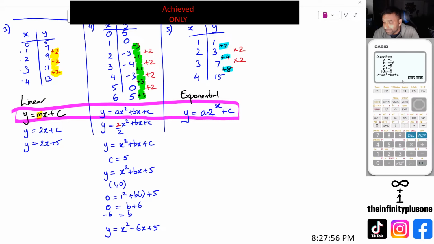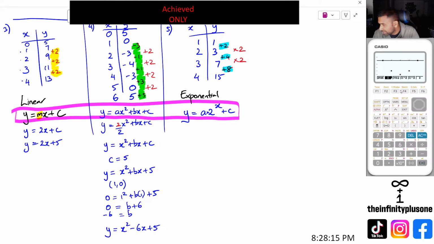Now you can do the same process for a straight line. Just instead of pressing the x squared, you would press the x. That would give you the straight line, and this gives you the quadratic.